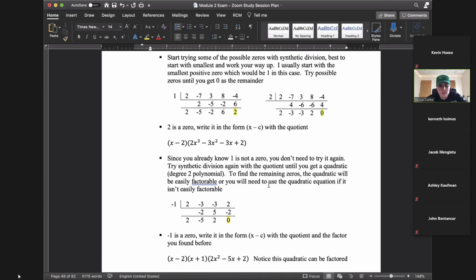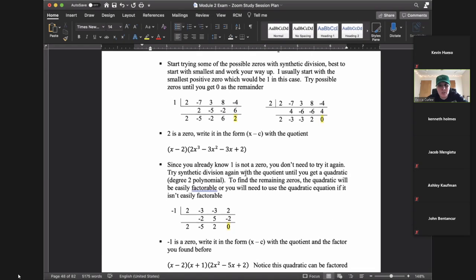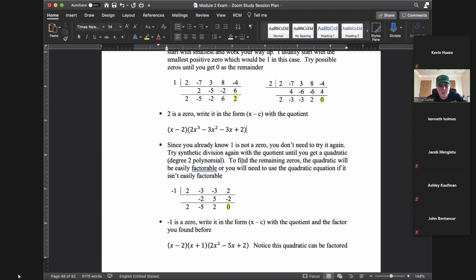Since you already know 1 is not a 0, you don't need to try it again. Once you find out that something is not a 0, you don't have to keep trying it in this quotient. I've already found out that 1 is not a 0, so I don't have to try it again. So try using synthetic division again with the quotient until you get a quadratic, which is a degree 2 polynomial.